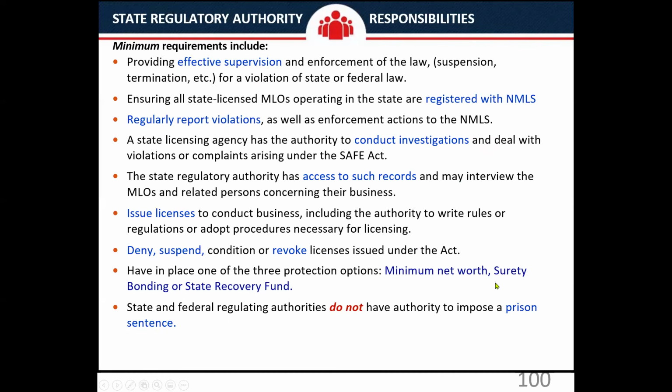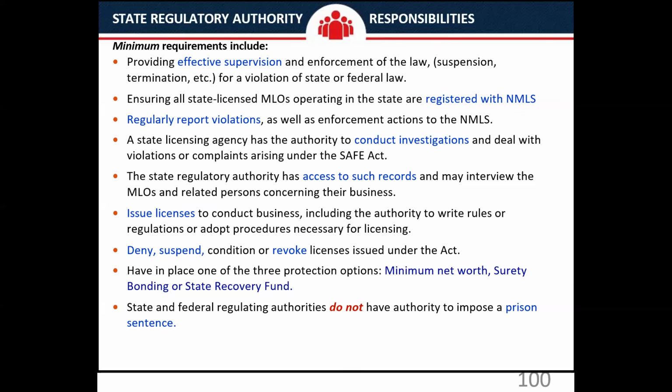Here are the minimum requirements that the state authority wants you to know under the NMLS: providing effective supervision and enforcement of the law, suspension or termination for violation of any federal law. I've had some people I've been training that were in violation of the rules of conduct, and they made them do all of this stuff all over again. Ensuring all state licensed operating states are registered with the NMLS, and reporting any violations as well as enforcement actions.